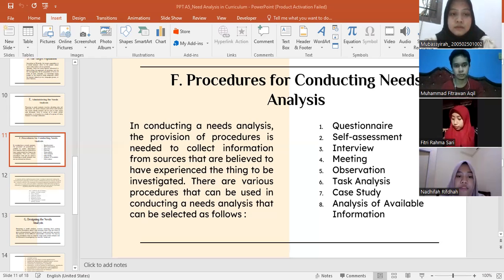Number 7 is case study. This case study makes one student or a group of students select and follow relevant educational experience or work to determine the characteristics of the situation. And the last is analysis of available information. In this section, this procedure is the first step because the problem analysis is still reviewed before conducting other information research. Needs analysis can gather information through books, articles, journals, reports, surveys, notes, and files.